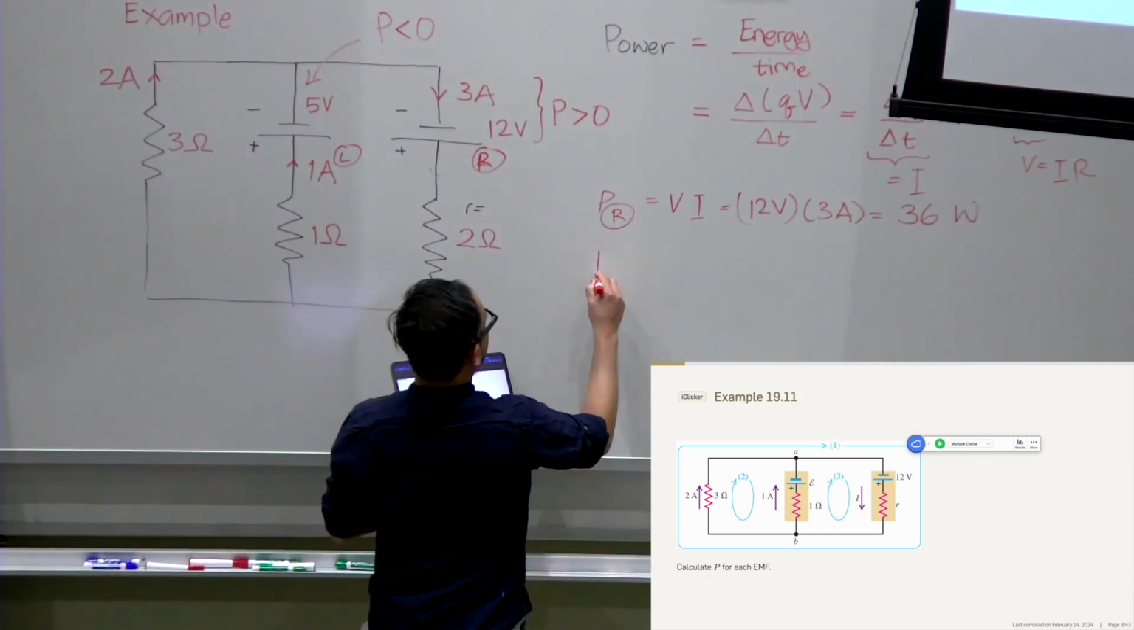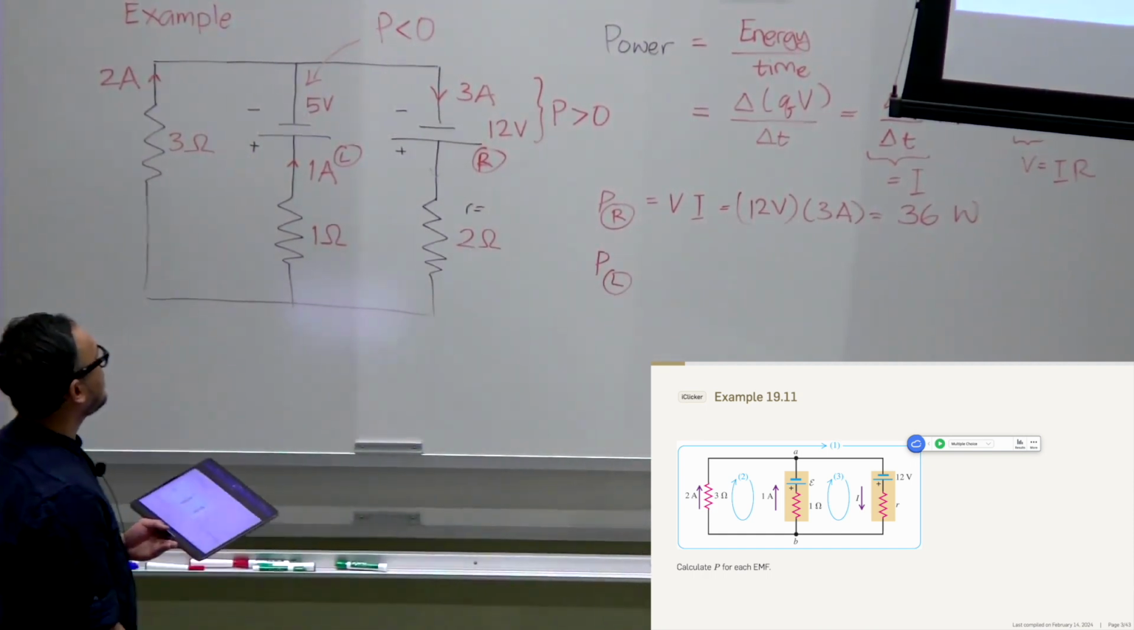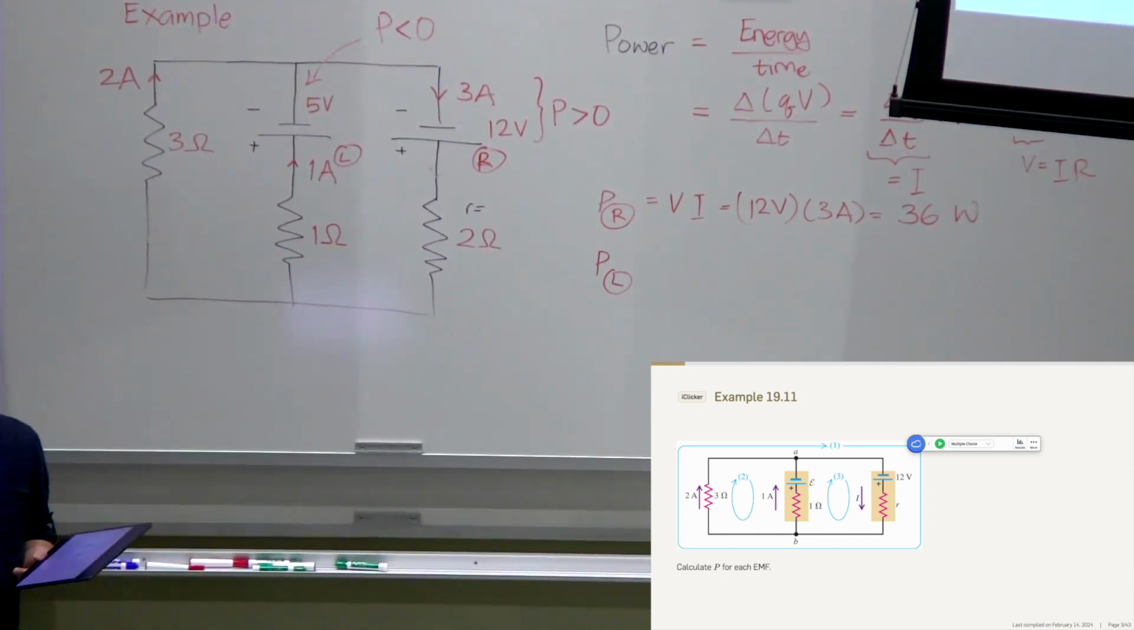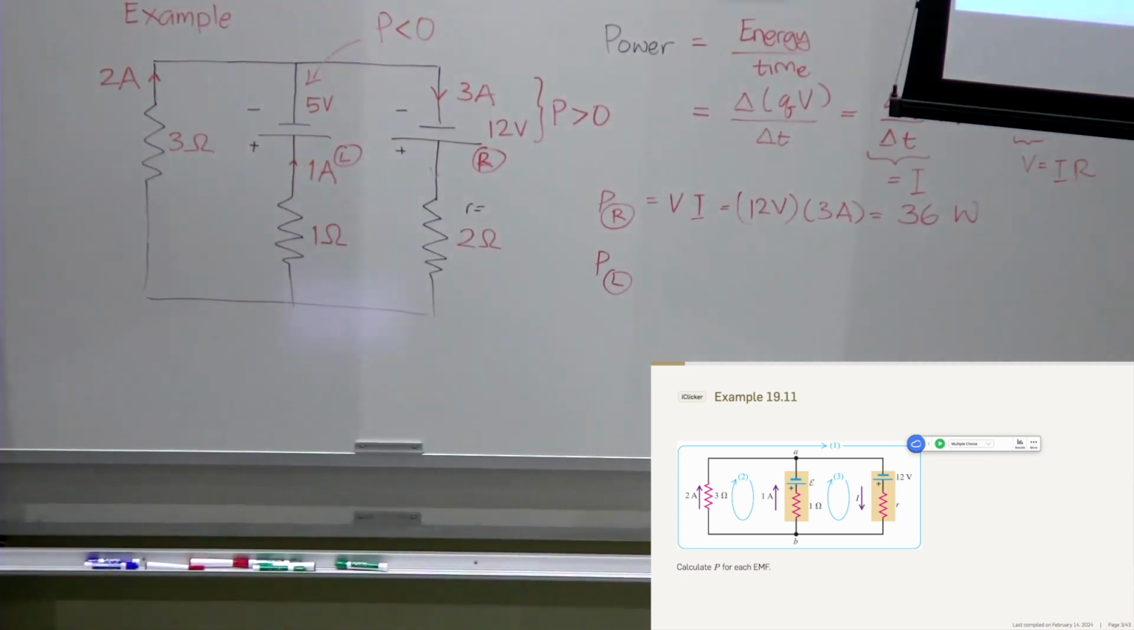And then for P left, and here, in science, you're allowed to guess the sign. Like one example that I told you, if I tell you my height is 5'6", you know that it's plus 5'6". Here, because Kirchhoff's law.